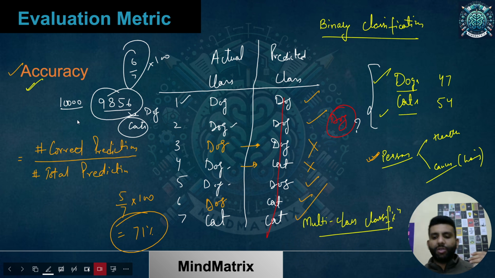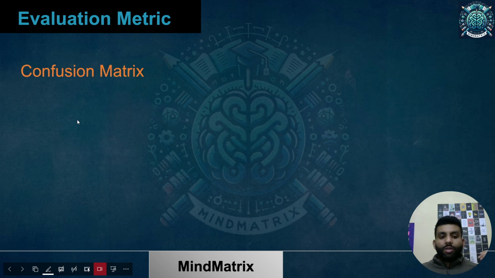Now we will move further. So the next is confusion matrix. Now confusion matrix is not exactly an evaluation metric, but it is a kind of tool which helps us in finding out, which helps us in calculating different metrics which can be used. And I'll tell you how accuracy is calculated with the help of confusion matrix. Okay, we'll see that.